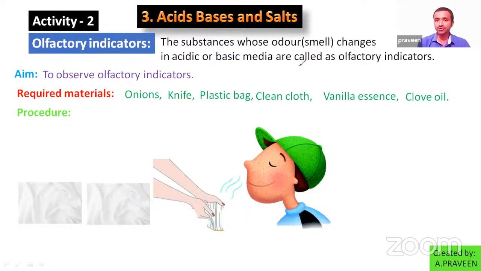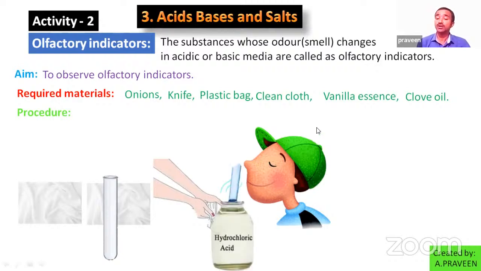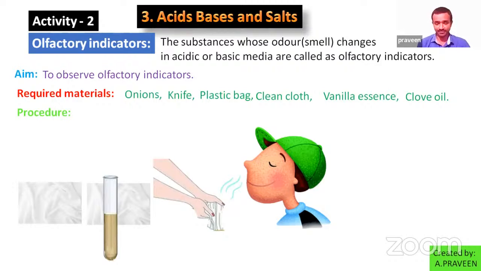Then what we are going to do here: we simply take a test tube. Take a few drops of HCl into the test tube. So HCl is taken. What is the next thing to do? Adding clove oil, one or two drops of clove oil.